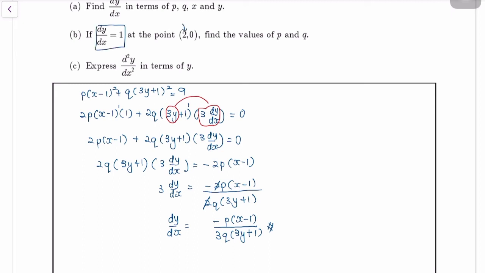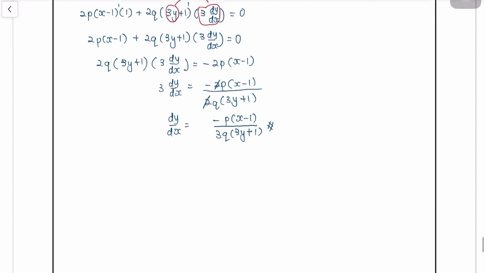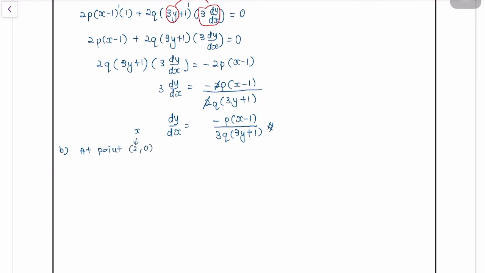So, maksudnya kita substitute x equals to 2, y equals to 0. Then, we'll get dy over dx equals to 1. So, we need to find the value of P and Q. Okay, so at point (2, 0), maksudnya this one is for x, this one is for y. So, masukkan je lah. dy over dx equals to 1 kan? Masukkan je terus. So, masukkan je semua nilai yang kita ada.